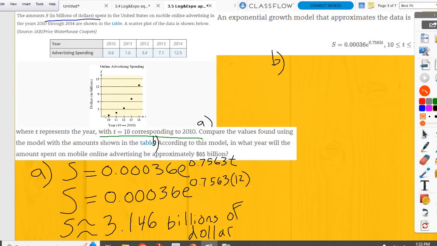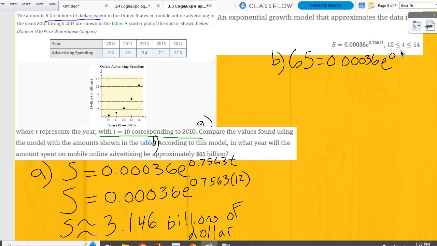And again, we're not using 65 billion because S is in what unit? Billions. Billions of dollars. And we wouldn't want to plug in 65 billion because that's a lot of zeros. So it makes it much easier for us to deal with. And then what are we solving for? T. And what type of equation do we have? An exponential, which is what we've been practicing. Who would have thought? So what do we need to do first? Divide.